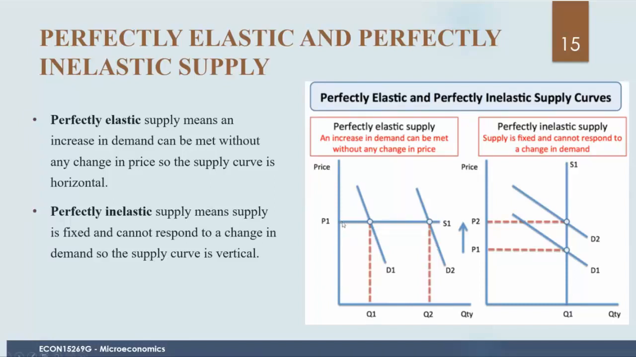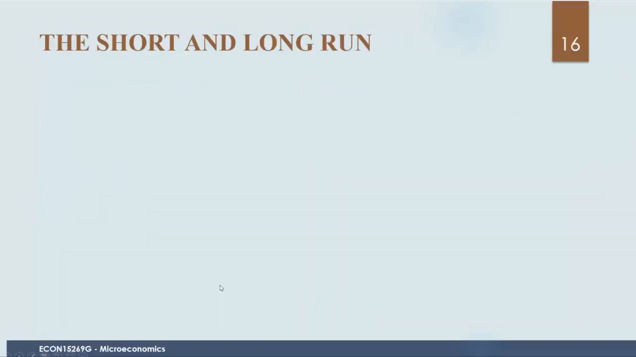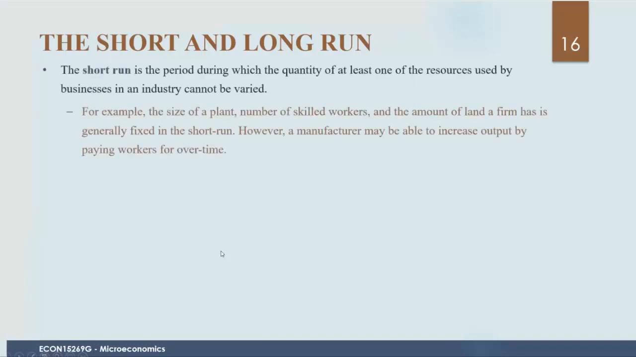Perfectly elastic means that it's as sensitive as it can get. So it would mean that an increase in demand can be met without any change in price, so the supply curve is horizontal. These are just two extremes. We looked at extremes of demand as well. Again, as I said, the time dimension is important here.